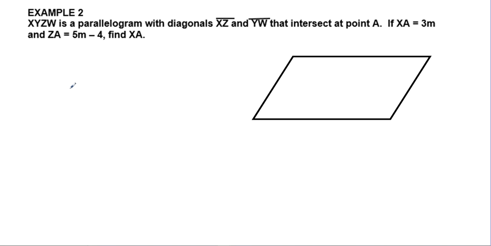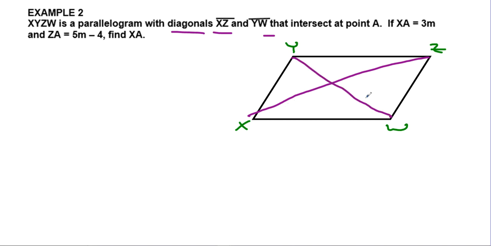So example 2. We've got X, Y, Z, W is a parallelogram. So I'm going to go ahead and label. I usually just tend to start right here and work my way around. X, Y, Z, and W. Then I'm going to fill in what I know. Diagonals. Alrighty, let's draw some diagonals. XZ. Now I always have a hard time drawing straight with this writing device. Close enough for government work. And then YW. There we go. So they intersect at point A. So I'm going to put a little A right here.